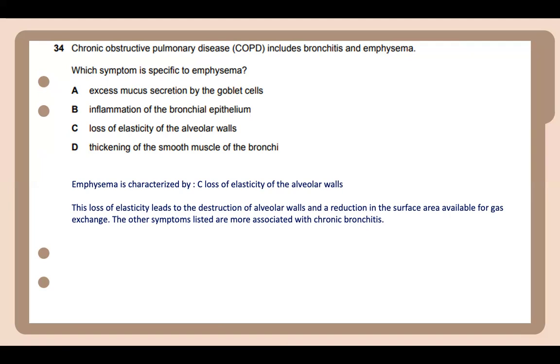And this loss of elasticity leads to the disruption of alveolar walls and a reduction in the surface area available for gas exchange. The other symptoms listed are more associated with chronic bronchitis. Therefore, the answer for 34 is loss of elasticity of the alveolar wall.